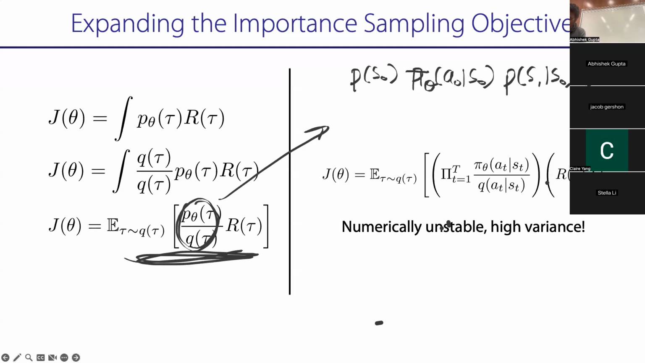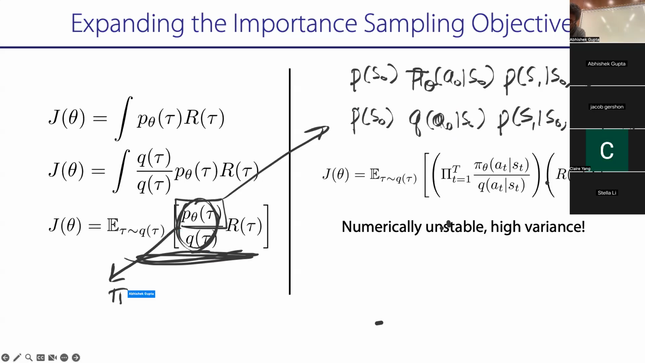Let's say Q was sampled under some policy Q of AT given ST. The likelihood of a trajectory under Q is going to be P of S naught times Q of A naught given S naught times dynamics times Q of A1 given S1, etc. So this is the trajectory distribution under pi theta, and this is the trajectory distribution under Q of AT given ST.